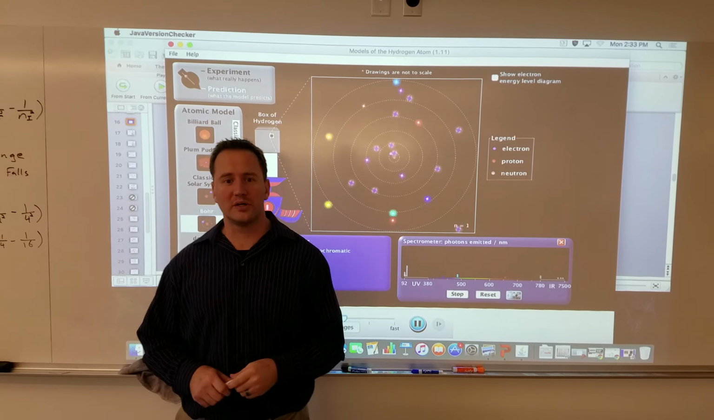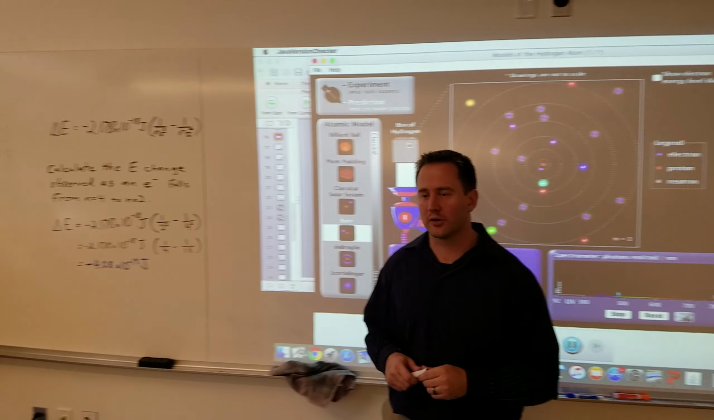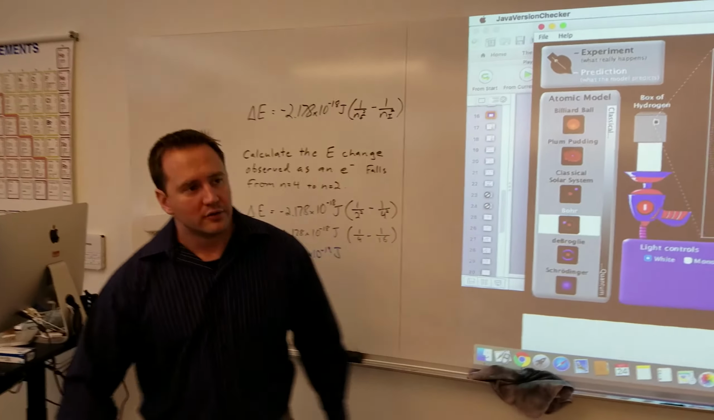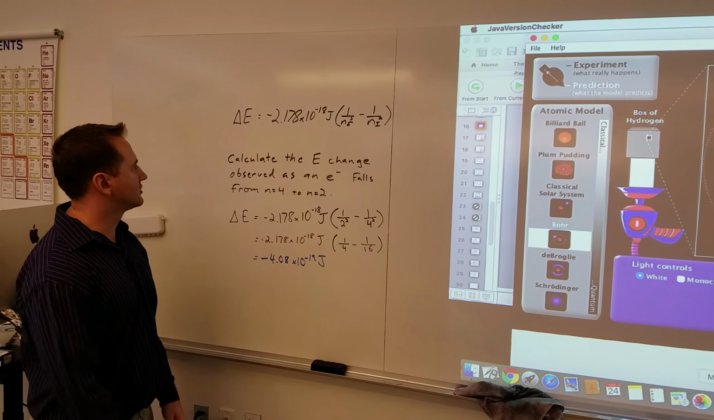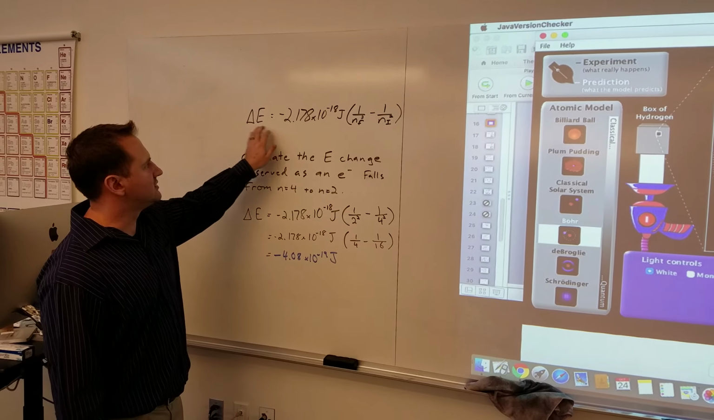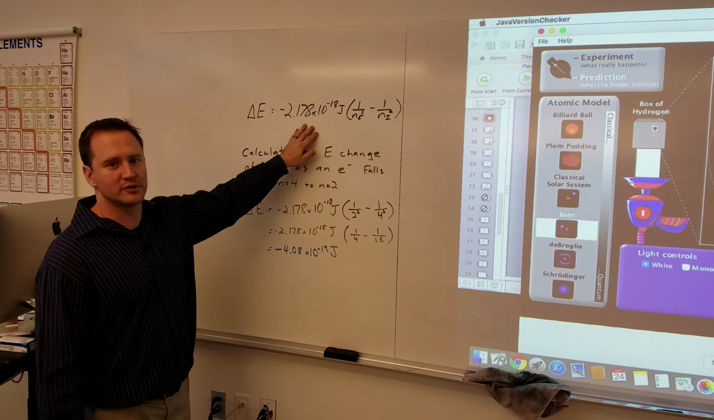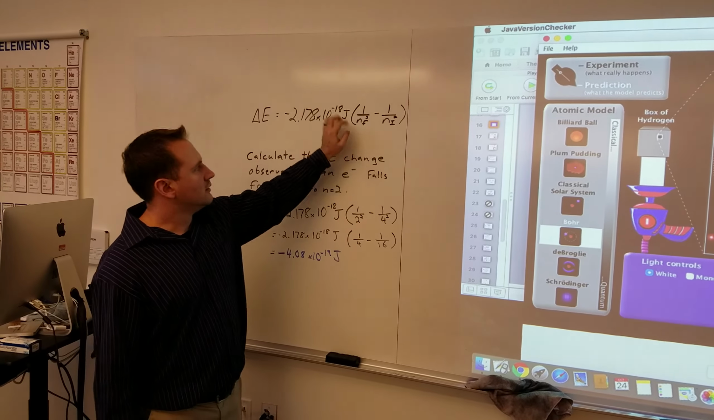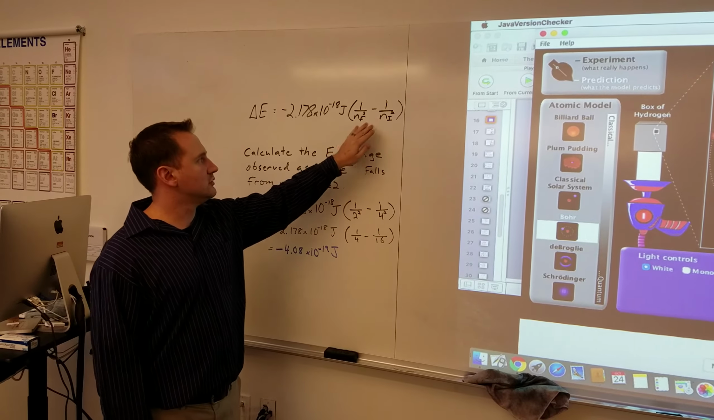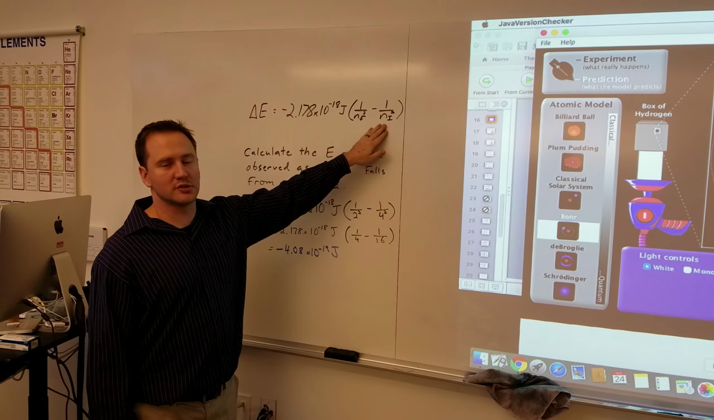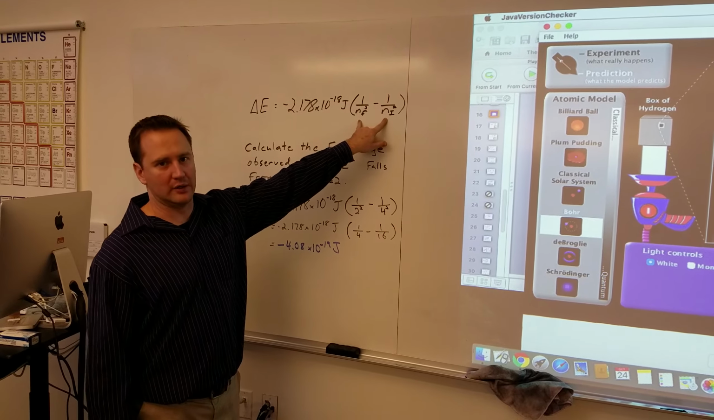And we actually have an equation now using a modification of the Rydberg constant to allow us to calculate the energy change observed with these electronic transitions. So the change in energy is equal to this modified version of the Rydberg constant times 1 over your final energy level, n represents the energy level, minus 1 over the initial energy level, both of those squared.